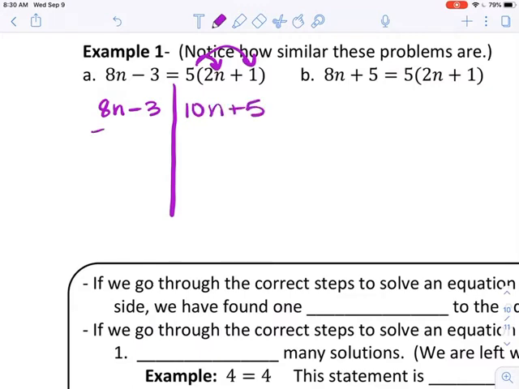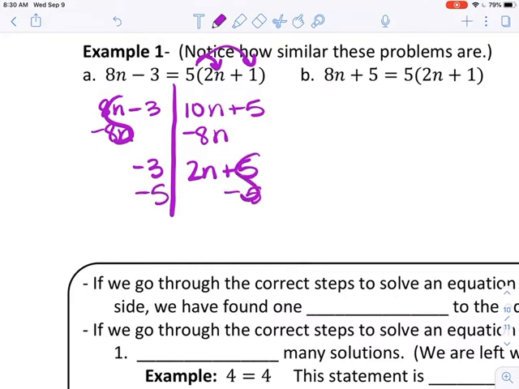Now I'm going to subtract 8n from both sides because I have two variable terms, and that one's lower and I don't want a negative. So on this side, I get negative 3. And on this side, I get 2n plus 5. Now this is just a normal two-step equation. So let's undo addition with subtraction, and I get 2n equals negative 8.